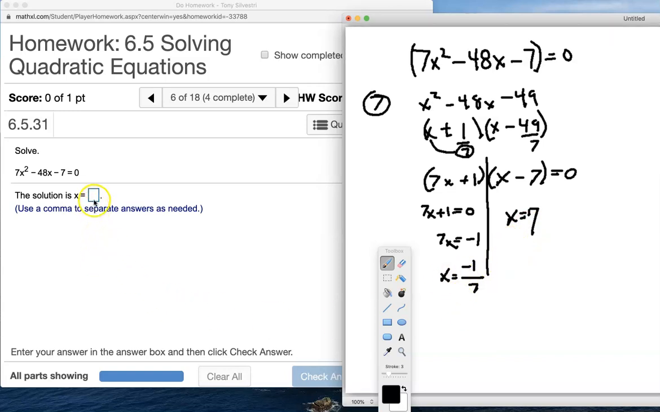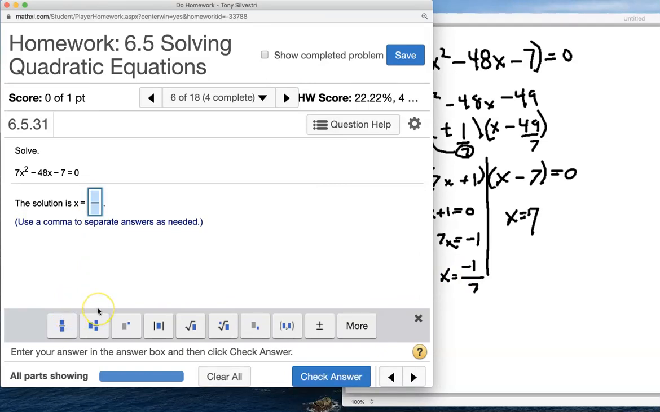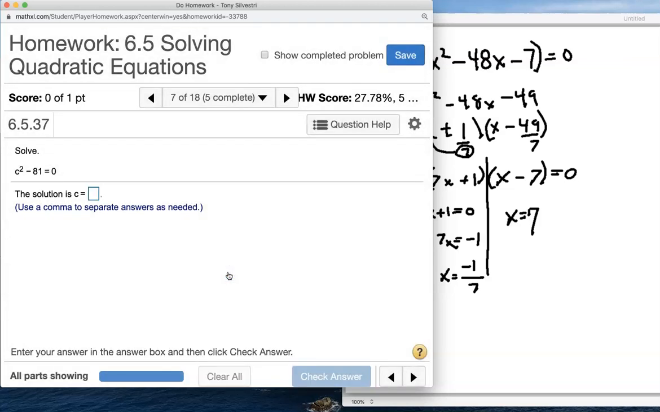I'm sure of it. I'm not even going to look at it again. I'm going to go ahead and I'm going to say negative 1 over 7 is one answer, comma, 7. And let's go that. Well done. Thank you. Very, very good.